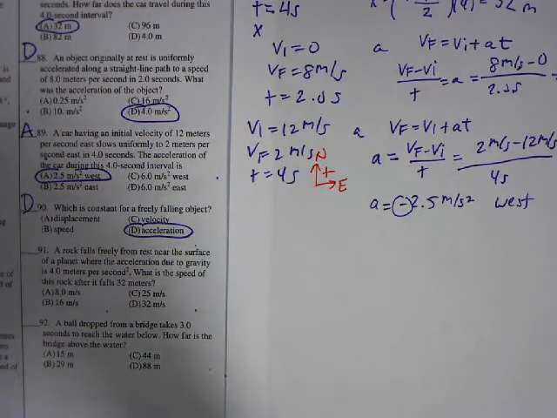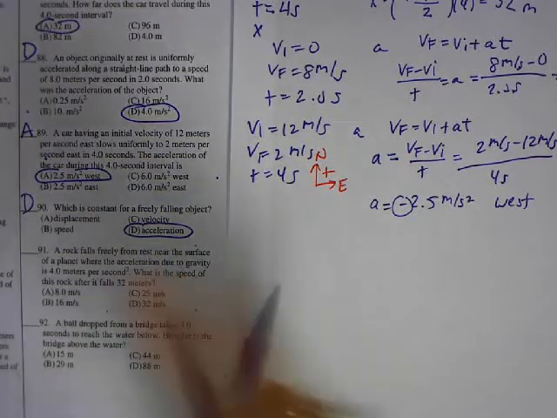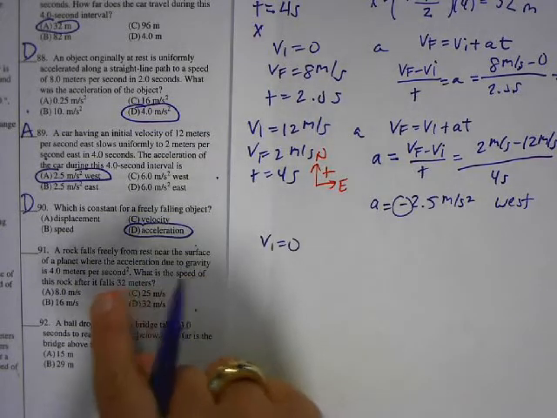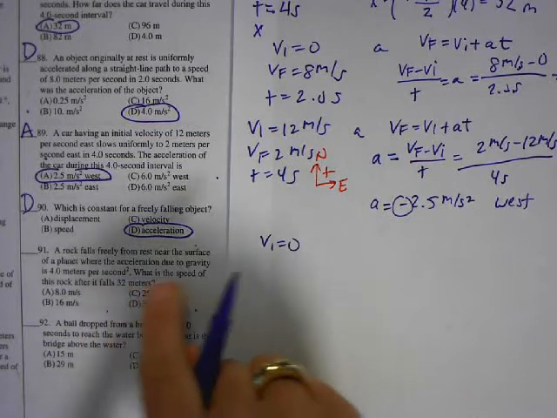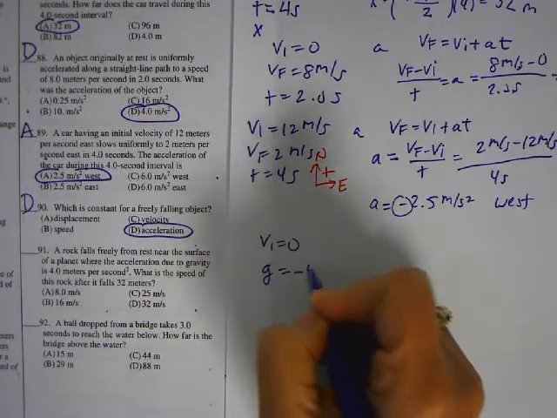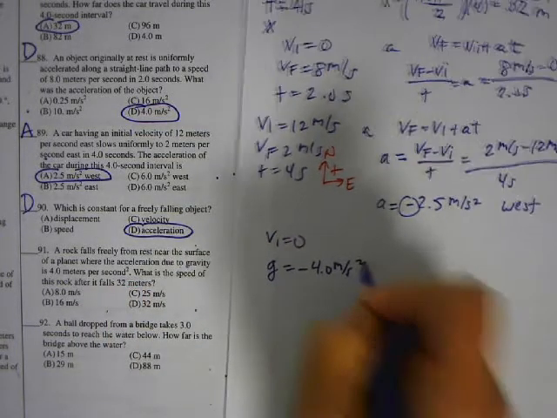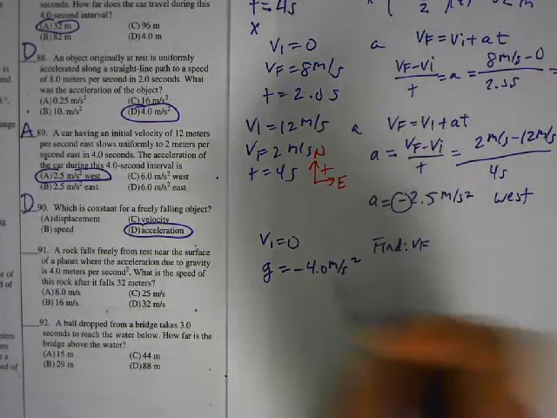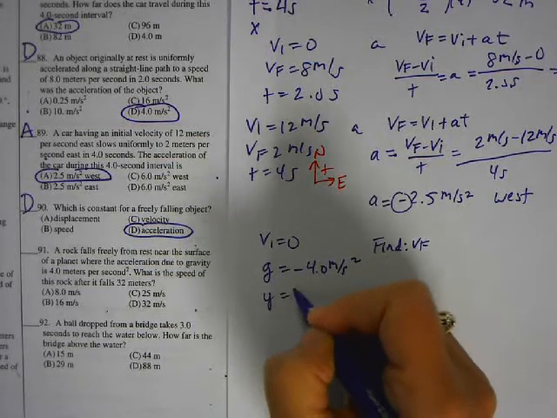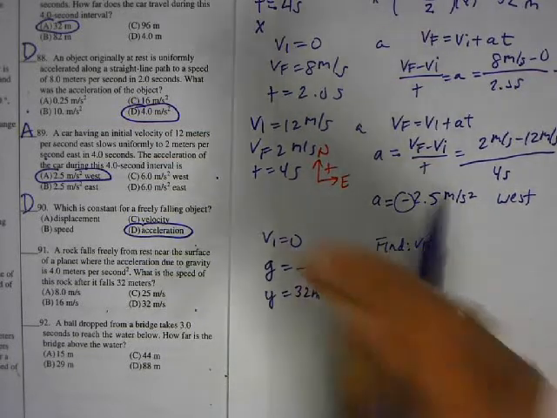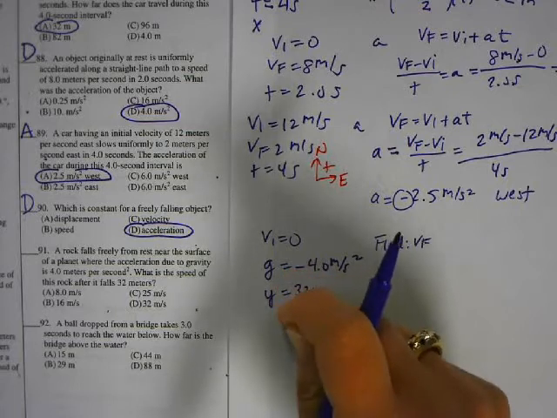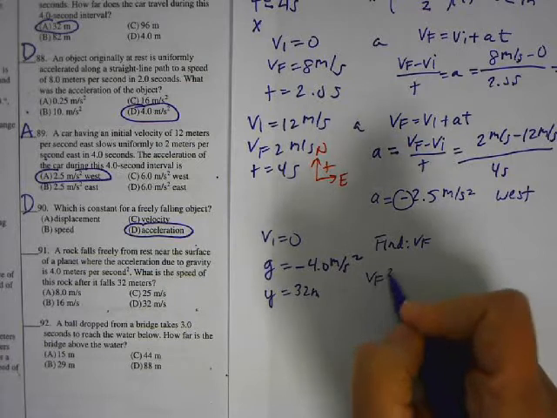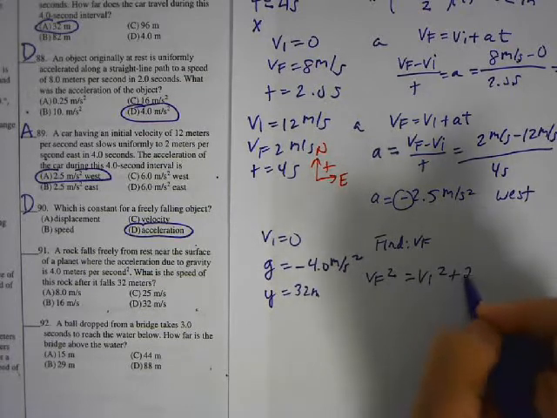Number 91, a rock falls freely from rest, so that means that VI is 0. Near the surface of a planet where the acceleration due to gravity is 4 meters per second squared. What is the speed of the rock? So I want to find VF after it falls 32 meters. So I have VI, I have G, I have Y, and I want to find VF. So which equation has those variables? So it's the equation VF squared is equal to VI squared plus 2GY.